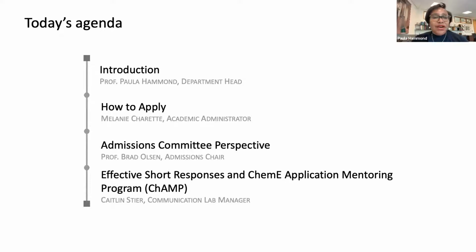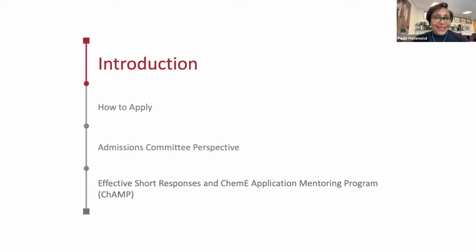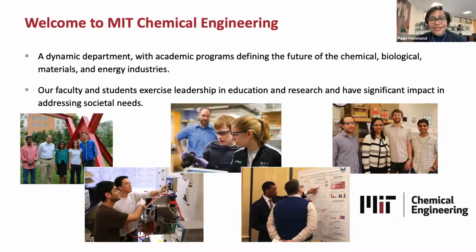We're going to talk about how to apply, but before that, I'd like to give you a little bit of an introduction to the department. Next slide. A really big welcome from MIT Chemical Engineering. Our department is dynamic. It has a large number of academic programs that help define the future of chemical and biological engineering, materials, energy, environmental and sustainability applications. All of these are represented by members of our faculty.